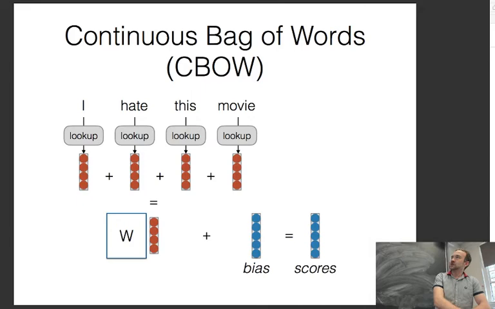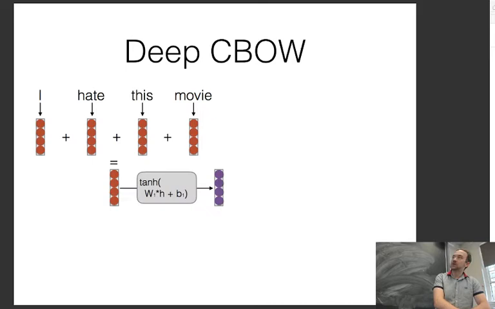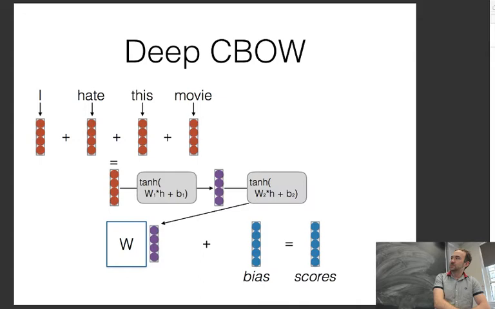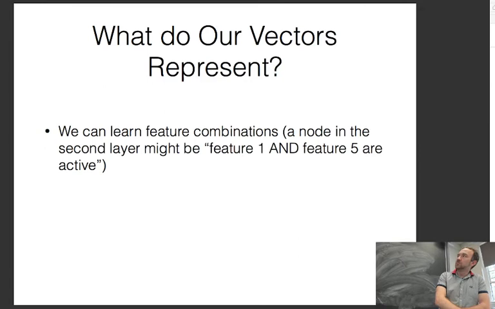So the second attempt we made at the beginning of the class was deep CBOW. With deep CBOW, we do the same thing. We add up everything like this. But instead of just taking this as is, we run it through a couple of neural network layers, multiply the weight matrix, bias, scores, etc. This is something that I talked about a long time ago, so people might have forgotten about it, but if we think about it now, what do our features represent? What do the vectors represent? The input vectors represent features of the words. We look up for each word a vector, and each one represents some sort of features of the words. But after running them through a couple of neural network layers, we can learn feature combinations.